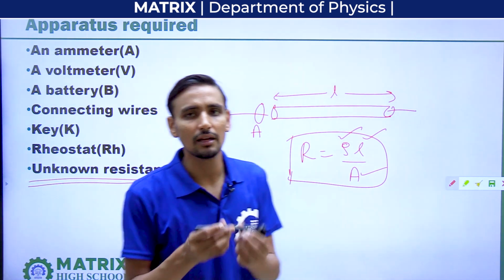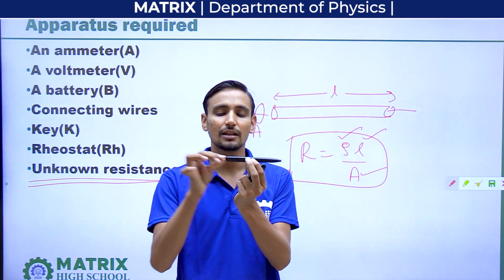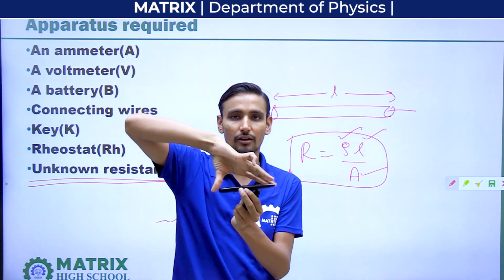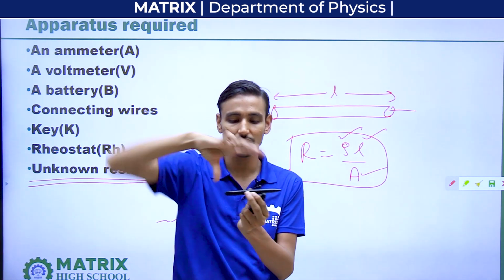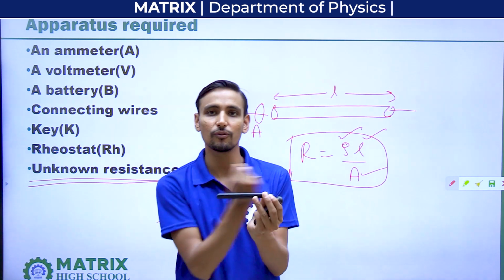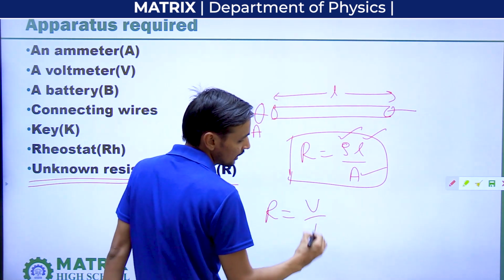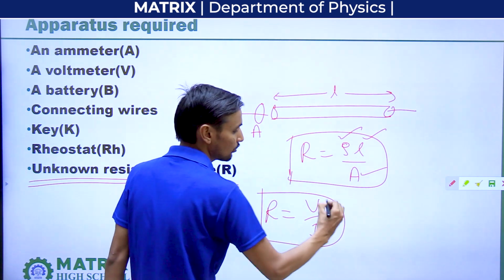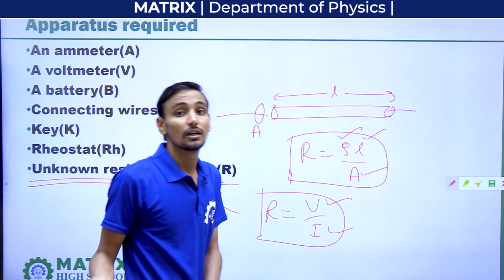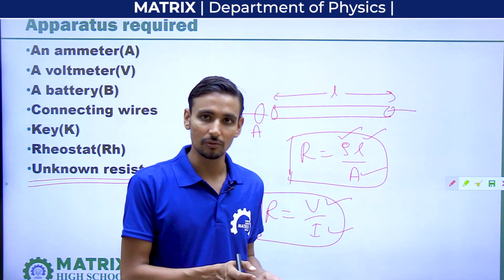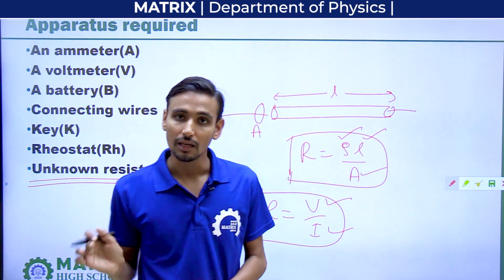But here we will have a wire like this and connect two points. We will measure the potential difference across it, and we will measure the current flowing through it. We know that R equal to V upon I, and we will then find the resistance, because potential and current we will measure. Potential is measured through the voltmeter and current is measured through the ammeter.